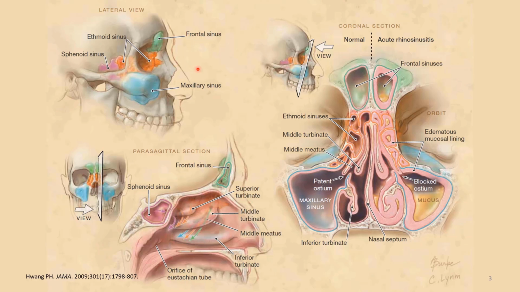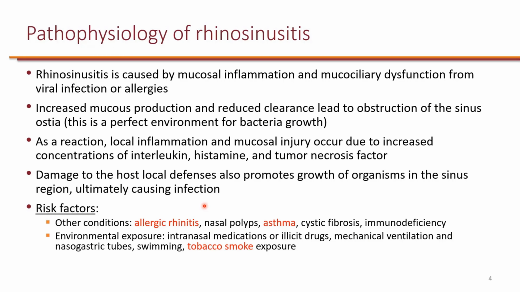These sinuses drain through narrow ostia, which are several millimeters in diameter, and are prone to obstruction when the mucosal lining swells in response to viral infections, for example, or environmental irritation. Rhinosinusitis is typically caused by inflammation and mucociliary dysfunction from either viral infections or allergies. There can be increased mucus production as well as reduced clearance, which can lead to obstruction of the sinus ostia, which creates a great environment for bacteria to grow.